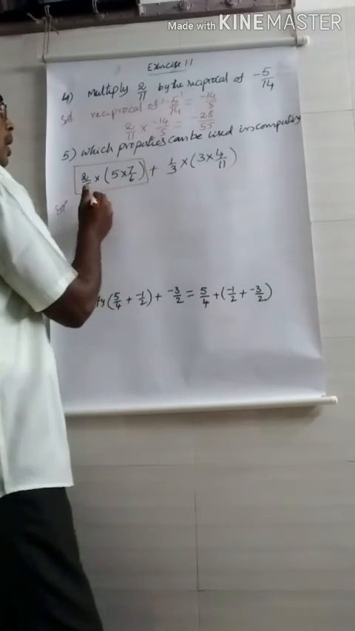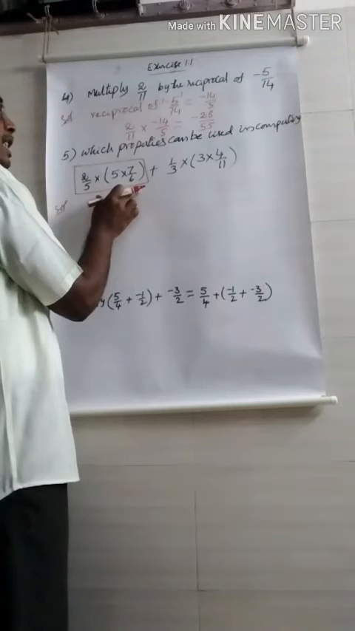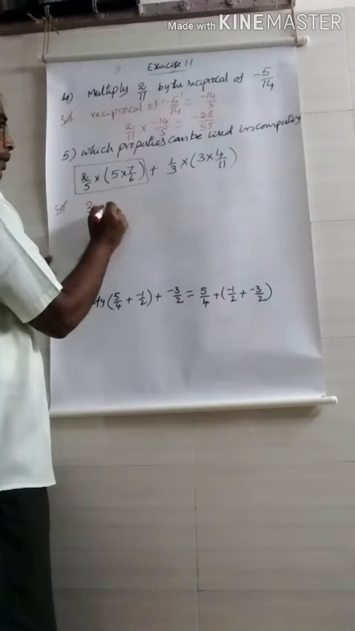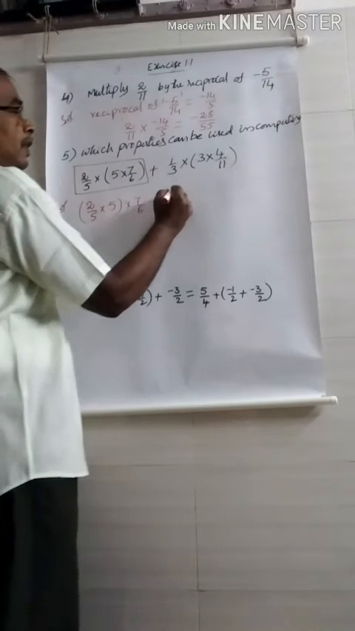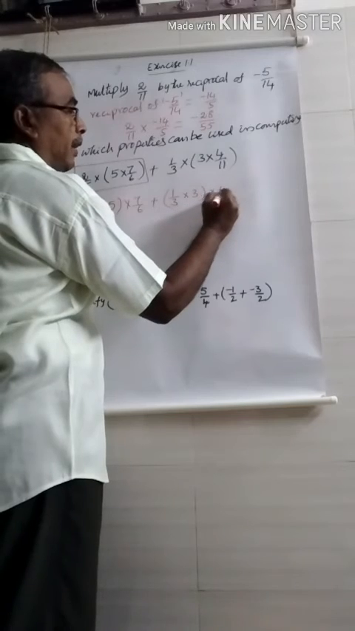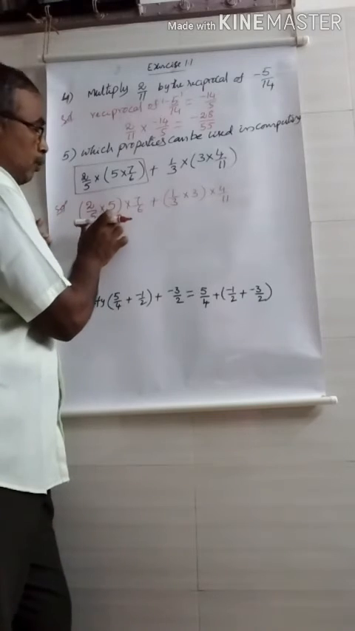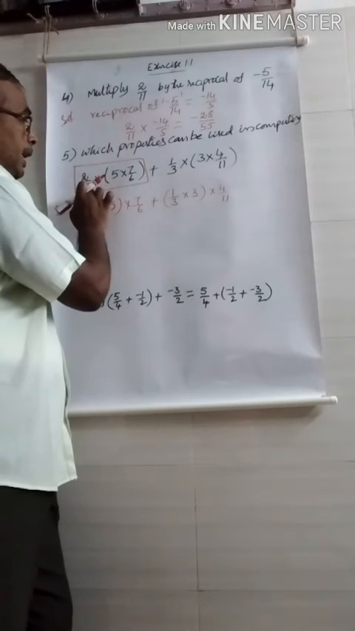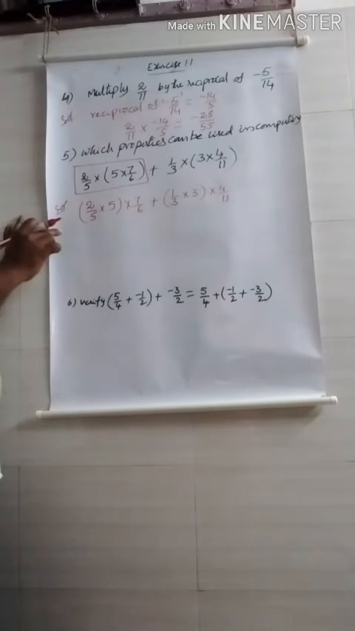Here also the same. First, we rewrite this part like this: 2 by 5 into 5 into 7 by 6 plus 1 by 3 into 3 into 4 by 11. You observe what we can change. The numbers are not changed in order. We change only the brackets. A into B into C, A into B into C. Here also like that.